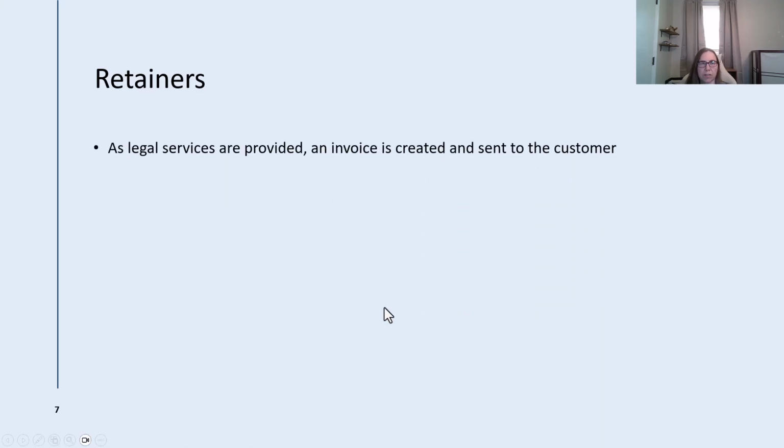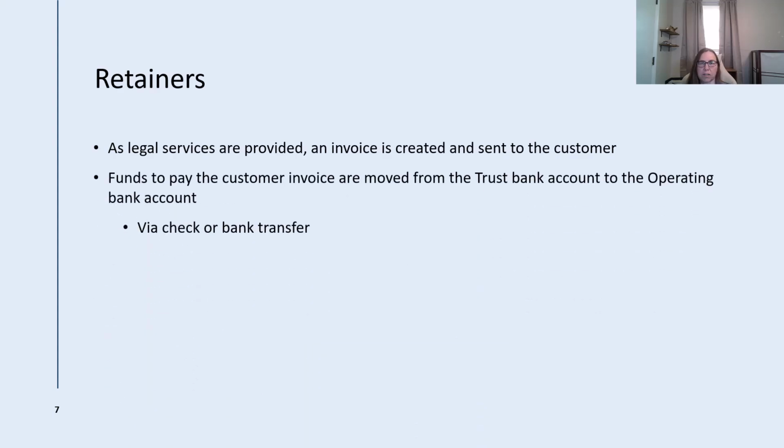And then as legal services are provided, an invoice is typically created and sent to the customer. And then the funds to pay the customer invoice would be moved from the trust bank account to the operating bank account. And this could be done via check or bank transfer. It just depends on the law firm and how they handle it. But the point is the money would be taken from that retainer and used to pay the customer invoice for legal services.